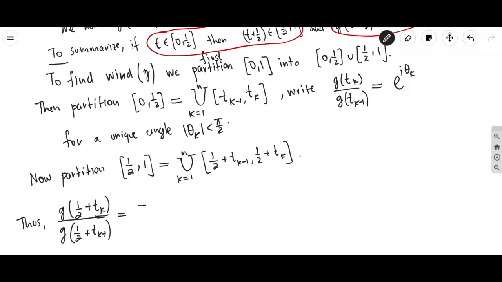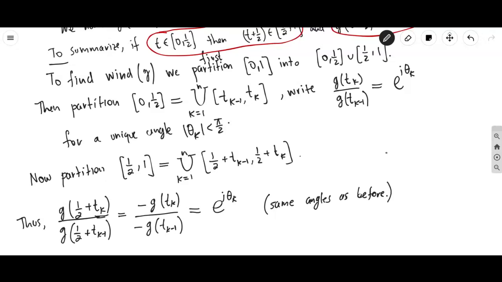And this is equal to, by the anti-symmetry, negative t_k divided by negative g(t_{k-1}). And look at that, the minus signs cancel away, and you're left with exactly what you have over here. So these are the same angles as before. This is exactly how we're using the anti-symmetry to make this argument work.